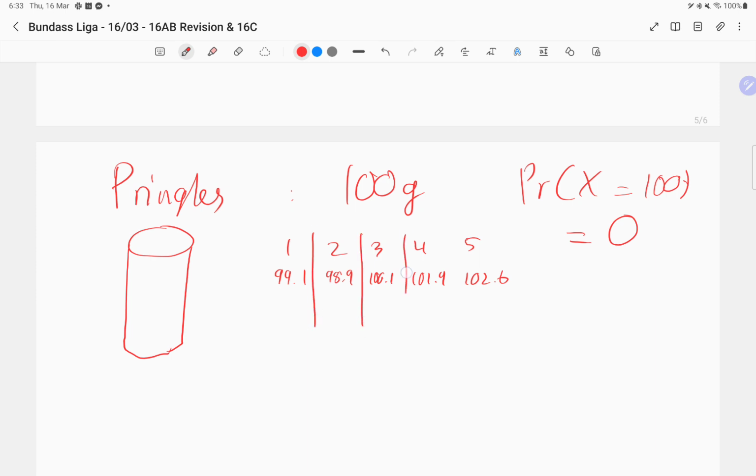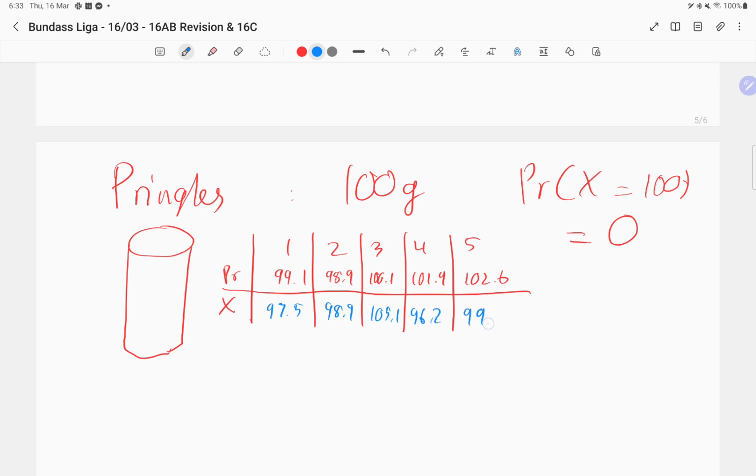So these are the Pringles cans. And then let's say you buy a dodgy, I don't know, X brand that is trying to compete with Pringles, and the values that you get are, let's say, 97.5, 98.9, 105.1.